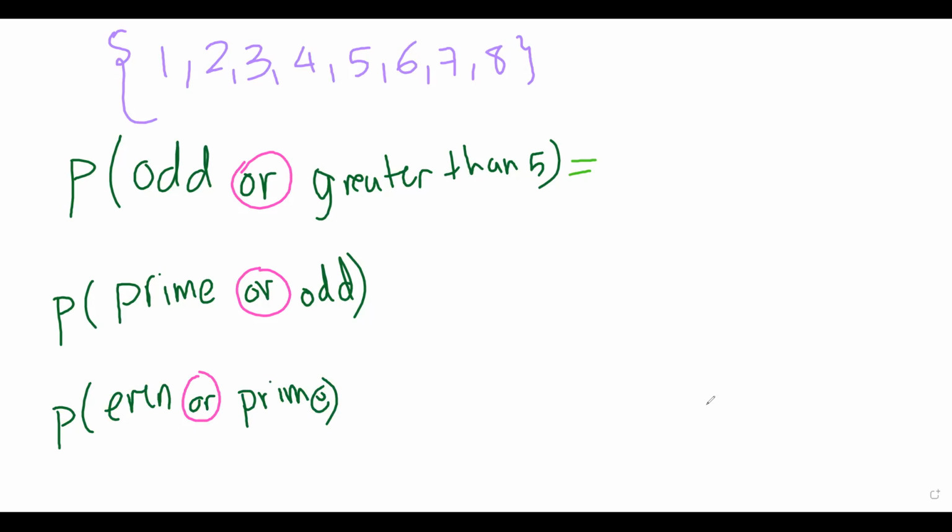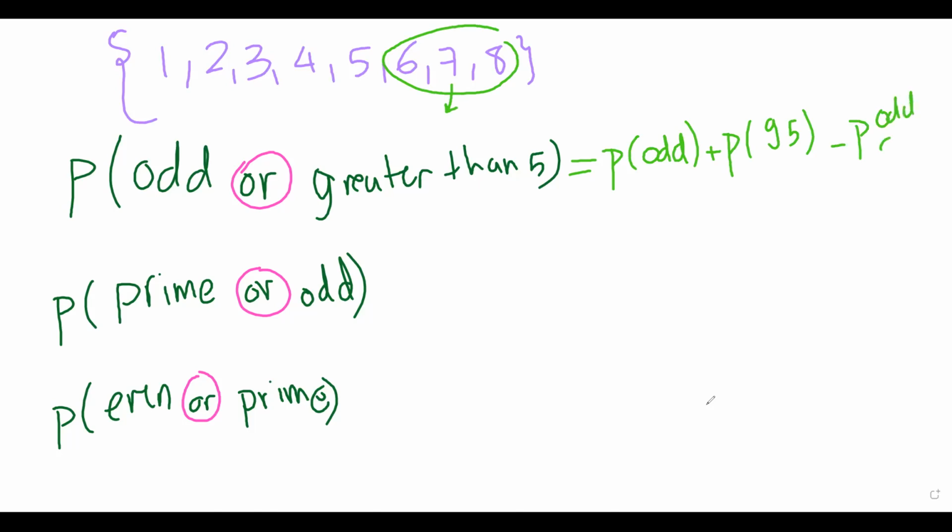The first question you have to ask yourself is whether it's mutually exclusive or overlapping. Is there a number that can be odd and greater than 5? Think about it. Greater than 5 and odd? Yes, there will be. So this is overlapping. So what you have to do here is say it is the probability of odd plus the probability of greater than 5 minus the probability of odd and greater than 5.